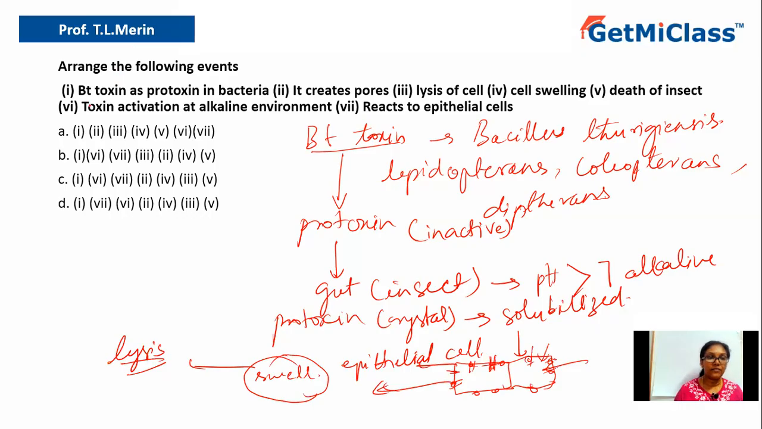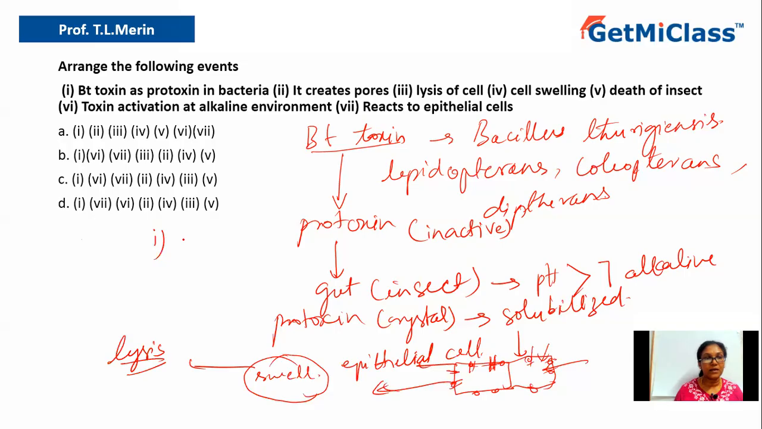Now let us see. The first one says Bt toxin as protoxin in bacteria. Yes, that is absolutely right. The first one is number one. The second one says it creates pores. No, initially it doesn't create because it is in the inactive form. Then what should come? Lysis of cell, no. Cell swelling, no. Death of the insects, no. That is at the last. Then toxin activation at alkaline environment.